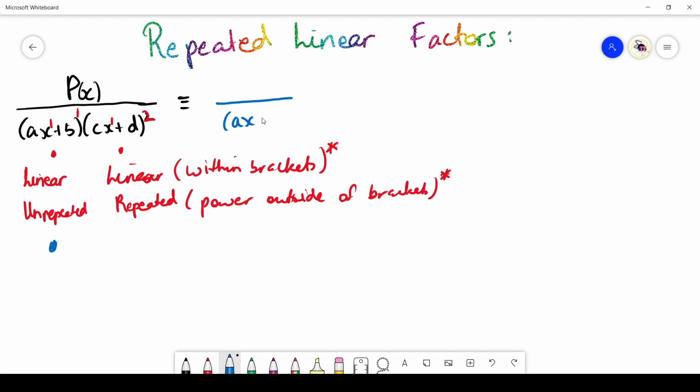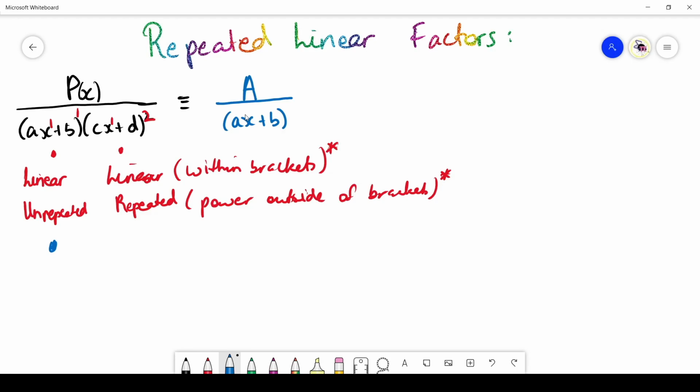So your first factor was ax plus b. So you're following that same rule. And the numerator just simply takes one letter, right? A constant, if you want to call it, because letters represent variables, letters represent numbers or constants, all right?